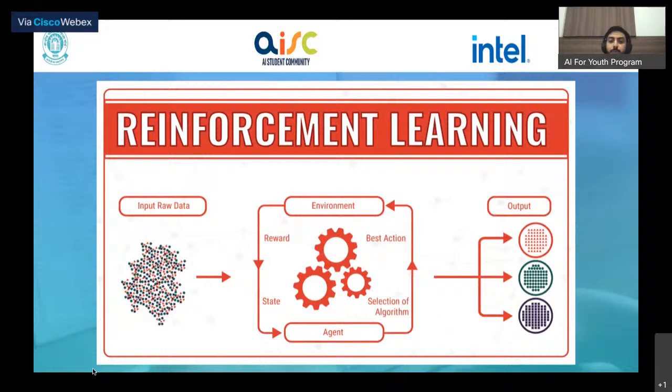What happens in reinforcement learning? I'll explain this in the form of an example. I'm sure we play a lot of games, isn't it? Video games. How does the video game work? We have certain levels that we need to cross in order to complete the game, right? Let's say you are at level 1. To complete level 1, you will take certain actions and you will make certain moves. And based on that, you will either complete the level or you will not complete the level.